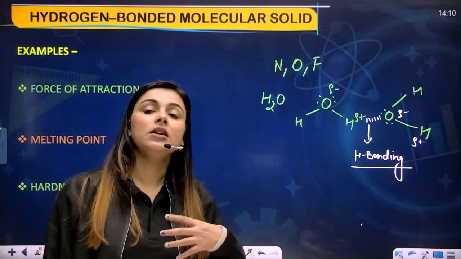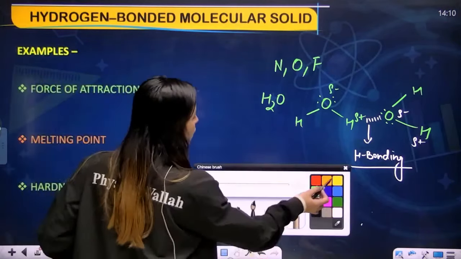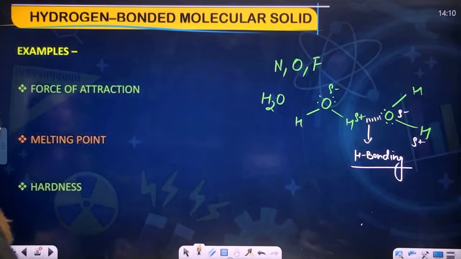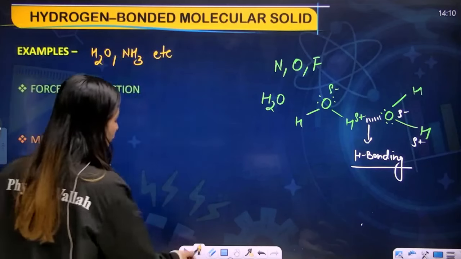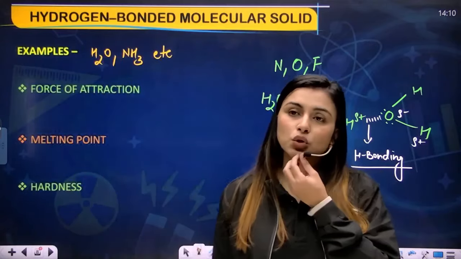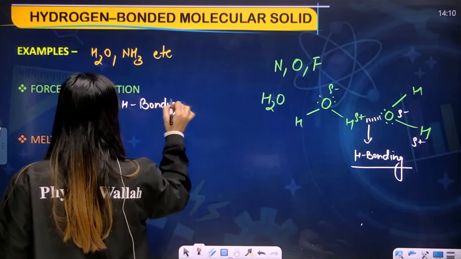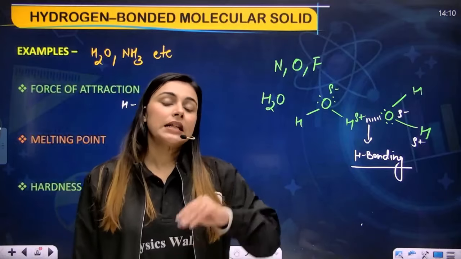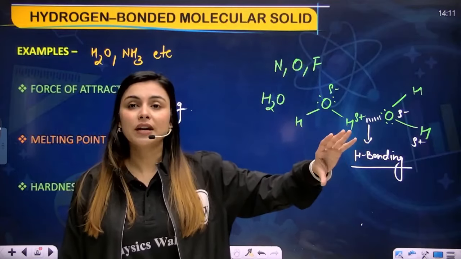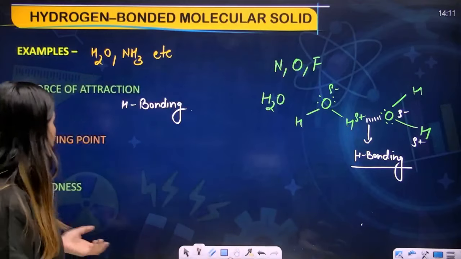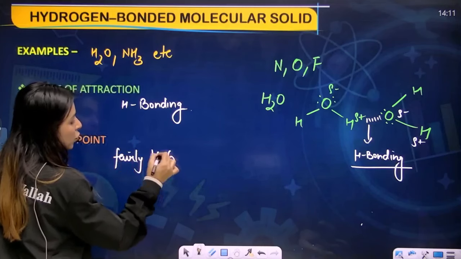And hydrogen bonding is a little stronger than the dipole-dipole interactions. This also I told you in the order I gave. Let's take example. Example is H2O, NH3, etc. Let's talk about the forces of interaction. The force of interaction would be hydrogen bonding. Now let's talk about the melting point. Since this interaction is even stronger than the dipole-dipole interaction, hydrogen bonding is a stronger bonding, so we'll say that melting point would be fairly high, because the interaction of hydrogen bonding is a little stronger.